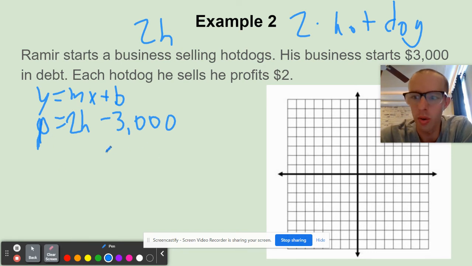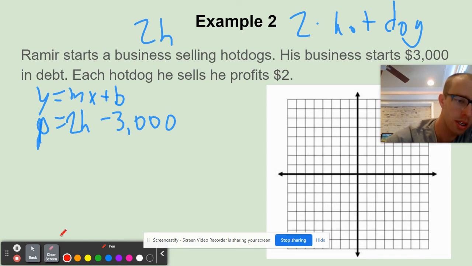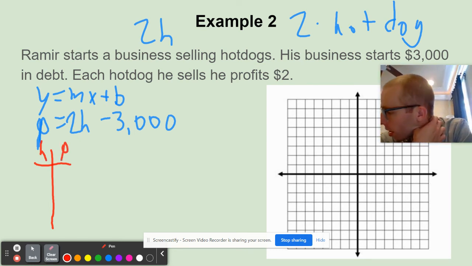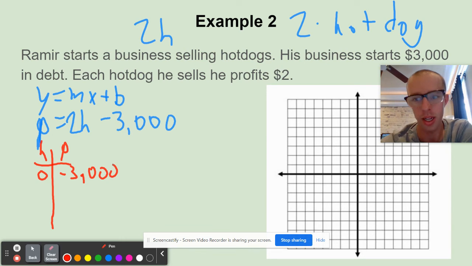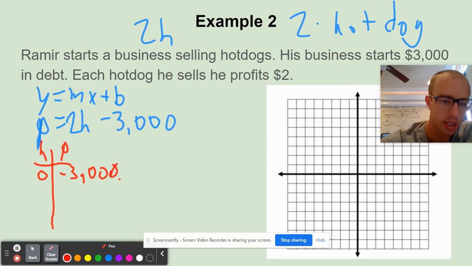Okay, so now I have my equation. I need to make a table. Here's my table. How many hot dogs does he sell, and what's his profit? Well, if he sold 0 hot dogs, I know his profit is negative 3,000, right? Because that's where he starts. And if he doesn't sell any hot dogs, his profit's not going to change.